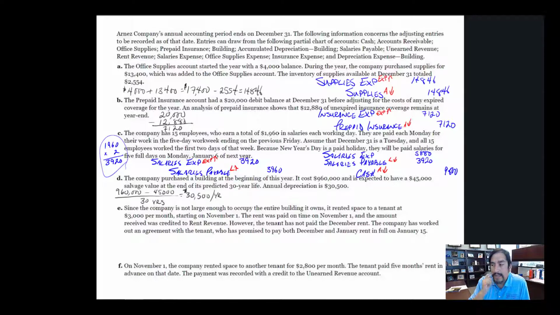So make sure that we know the amount of time that we are recording here for this adjusting journal entry. On some of those problems that we saw, we were only doing a month, so we'd have to divide this by 12 to get a month's worth of depreciation. But here, we're doing the adjusting journal entries for the entire year. So that's our number right there. And for depreciation, the journal entry is a debit to depreciation expense.